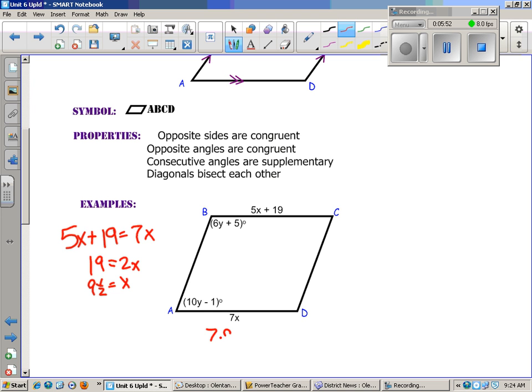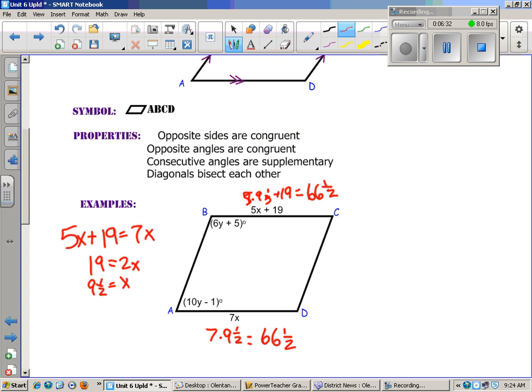So what's 7 times 9.5? Somebody 7 times 9.5? Good. 66.5. How about 5 times 9.5 plus 19, sorry. What is it? 66.5? Awesome. Okay, so that's just a good check that I did it right. Okay?